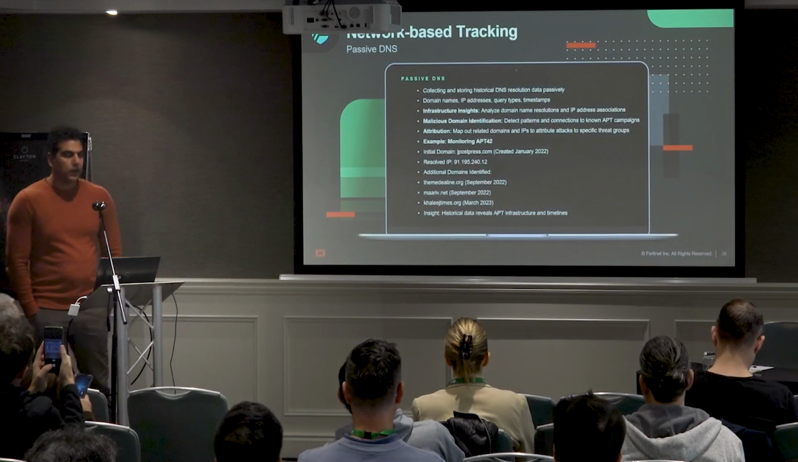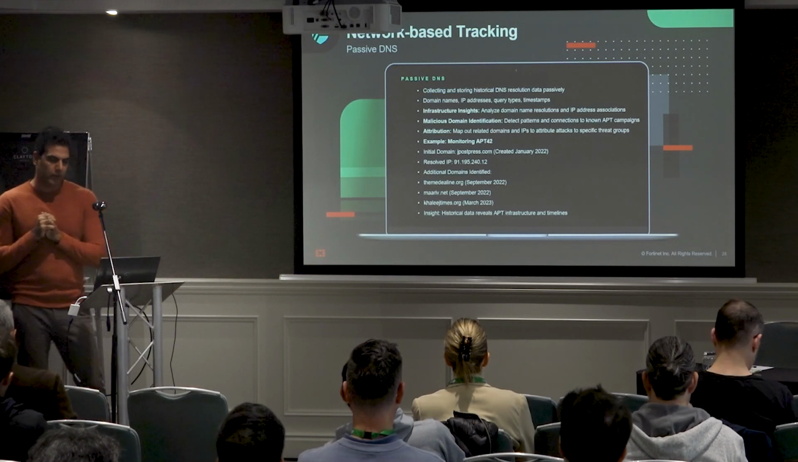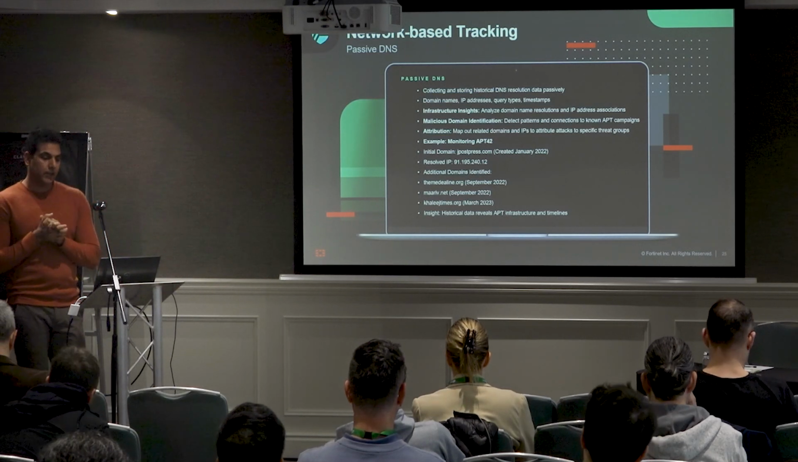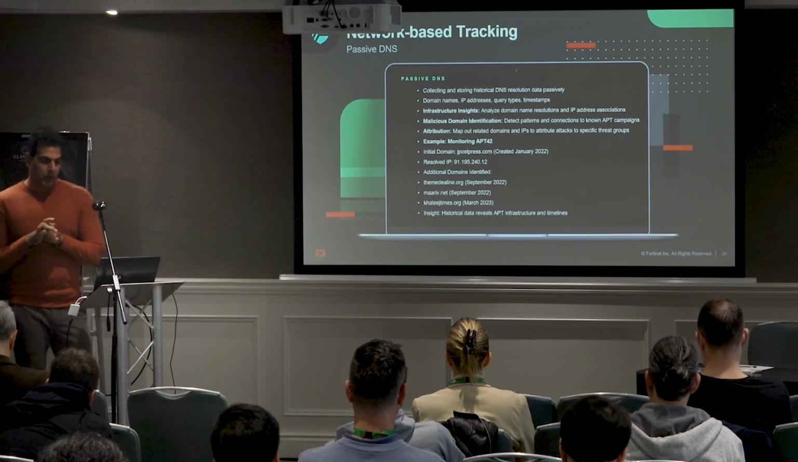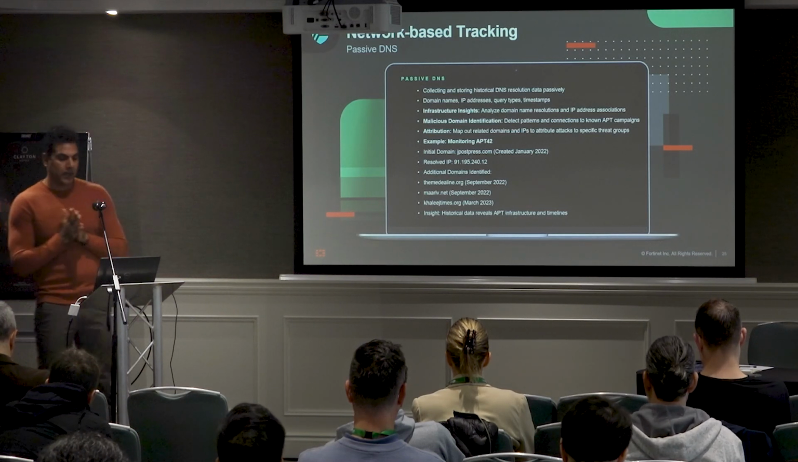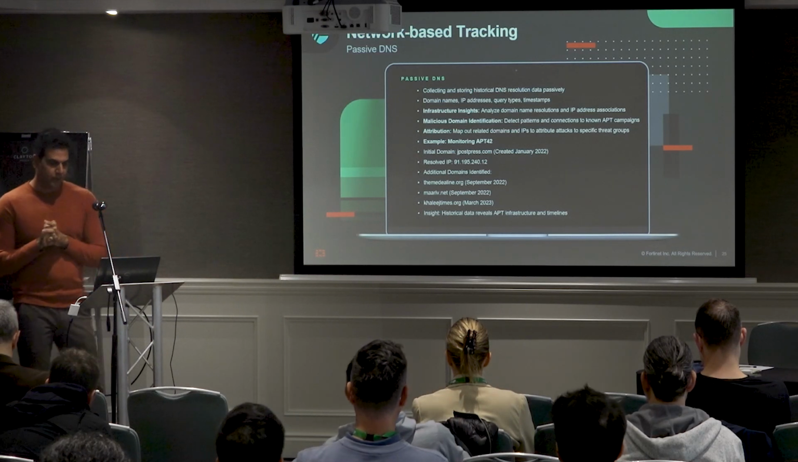Passive DNS is a system that stores and records historical DNS data, such as the IP addresses that a domain used in the past. Passive DNS data can really help us identify and connect APT activities.